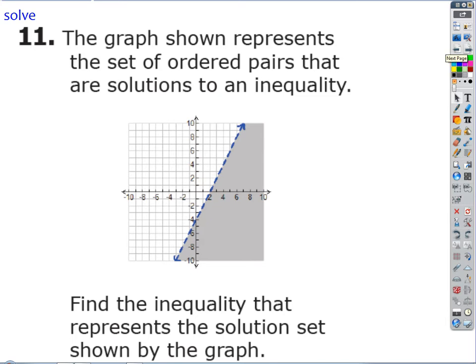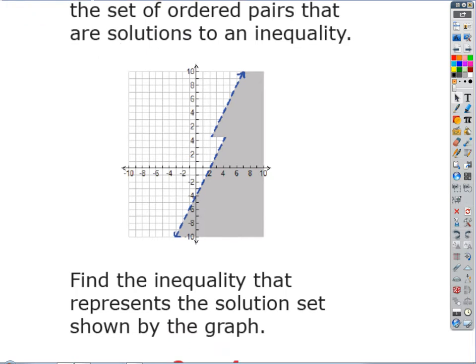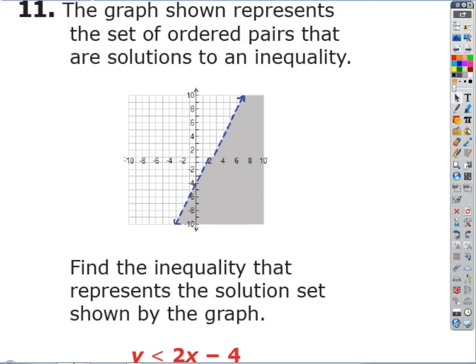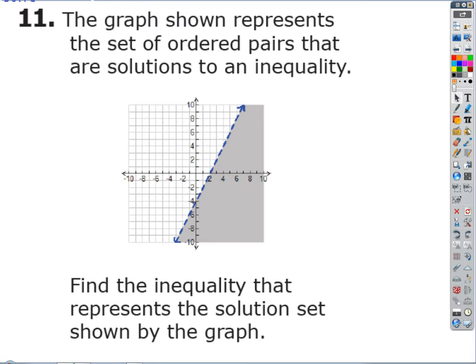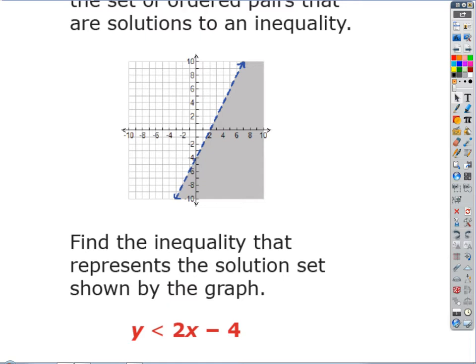Okay, real quick, this stuff. Remember here that the set of ordered pairs that are solutions to an inequality, they want us to find the inequality that represents the graph. So remember how this works. It's just going to be the equation of the boundary line, and then the inequality sign is going to shade one side or the other, right?